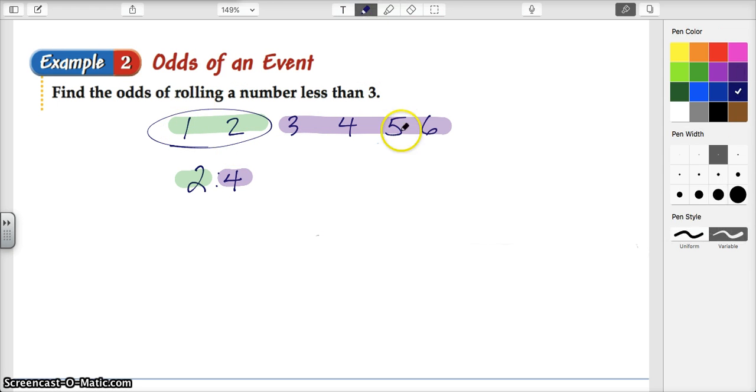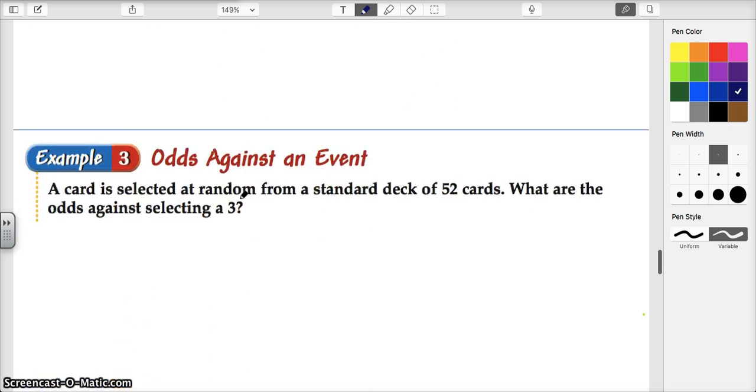And of course, I can write this as 2 to 4 like this, which lets me know that I can reduce it, that it's a 1 to 2. I shouldn't say 1 out of 2, a 1 to 2 situation. I'm going to write it like this as well. 1 to 2 would be the odds of rolling a number that is less than 3.